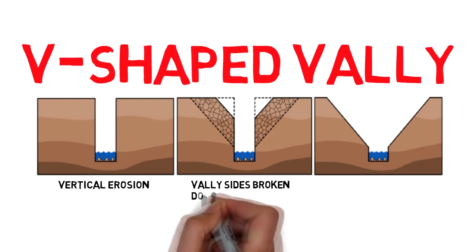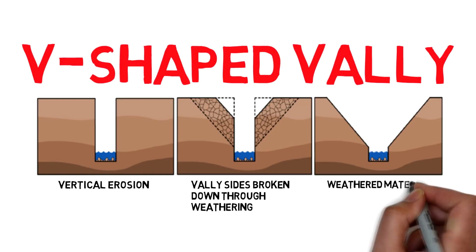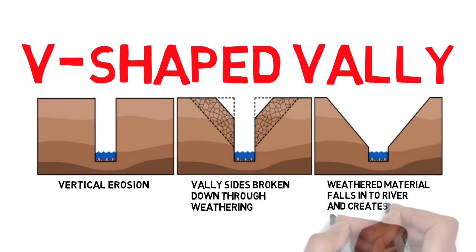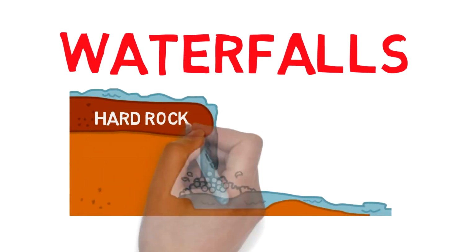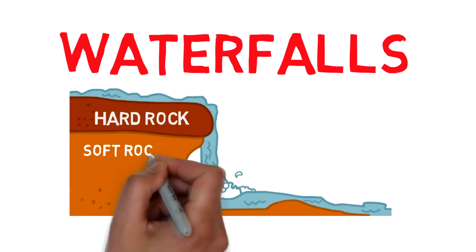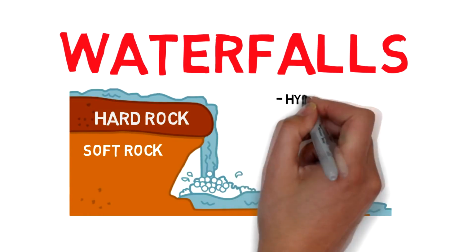The valley sides are broken down through weathering, and this weathered material falls into the river over time and creates steep valley sides. Finally we have a waterfall. A waterfall forms when the youthful river flows over a hard rock which is next to a softer rock. The softer rock gets eroded faster than the hard rock and forms a waterfall.